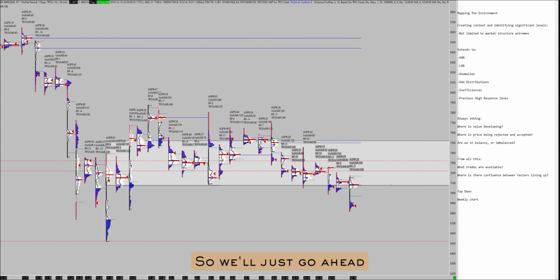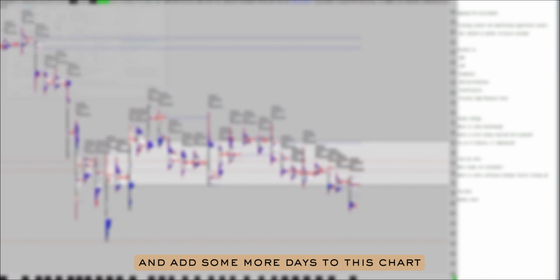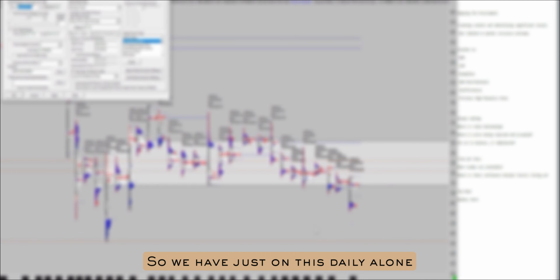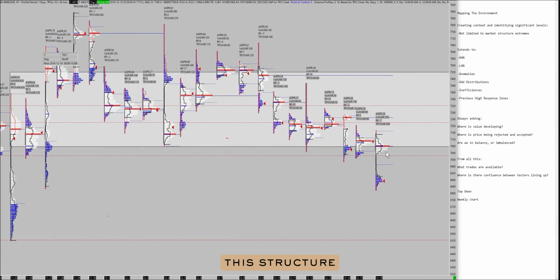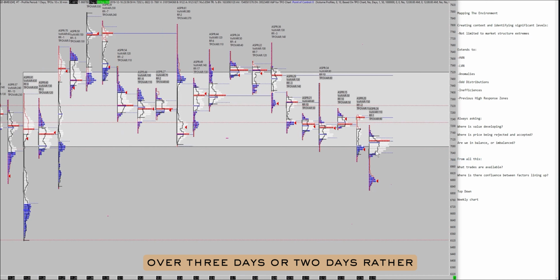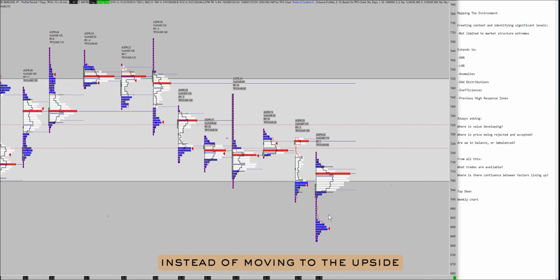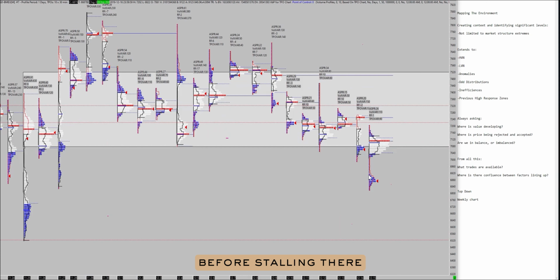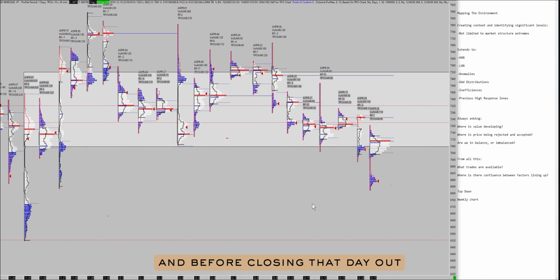So we'll just go ahead and add some more days to this chart. Just on this daily alone, we know that what we have within this structure is a double distribution setup. We have an area where the market was balanced over 2 days at this low, did not do much to leave the low, and rather than moving to the upside, we had an impulsive move to the downside before stalling there before closing that day out.